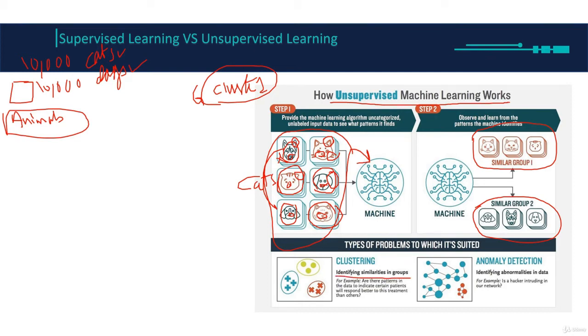Here the similarities were the pointy ears and the small nose and the mustache and whatever. For example, are there patterns in the data that indicate certain patients will respond better to this treatment than the others? For example, if you have a vaccine or a new medicine, let's say if you give this vaccine to diabetic people, it will have some side effects.